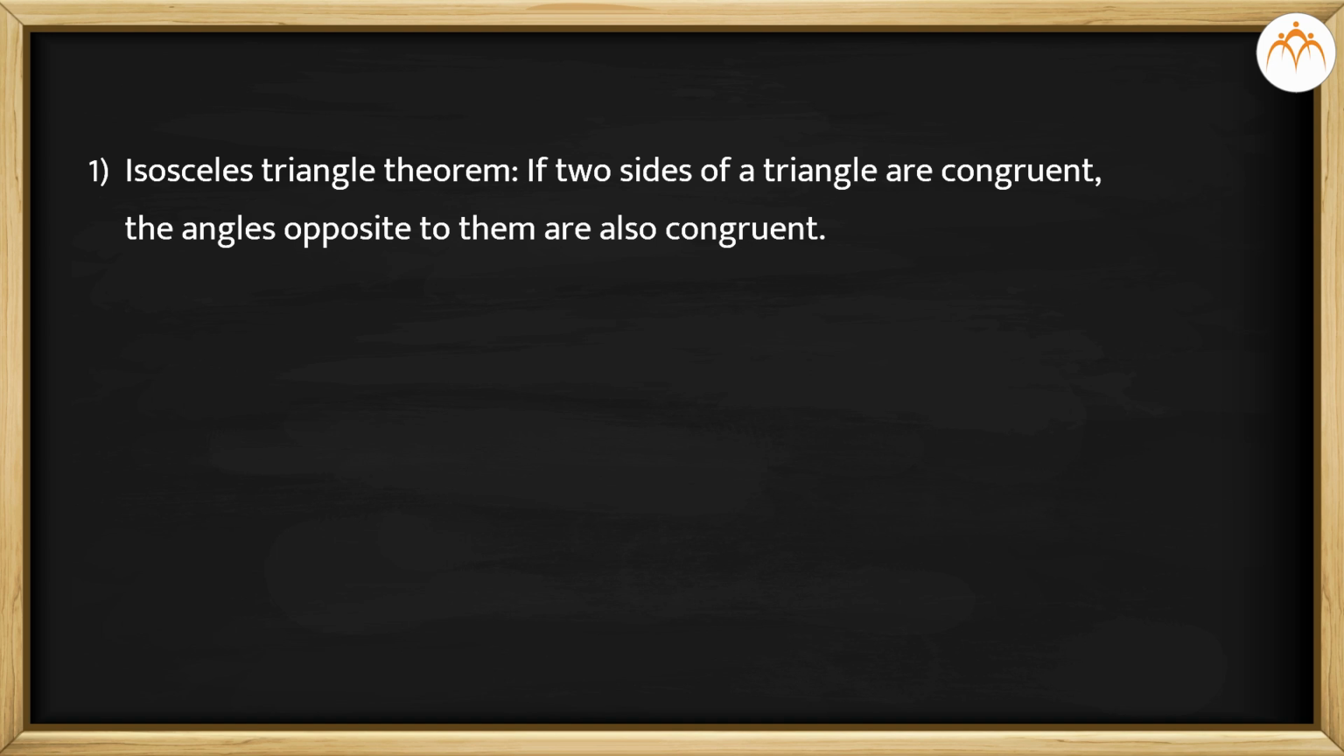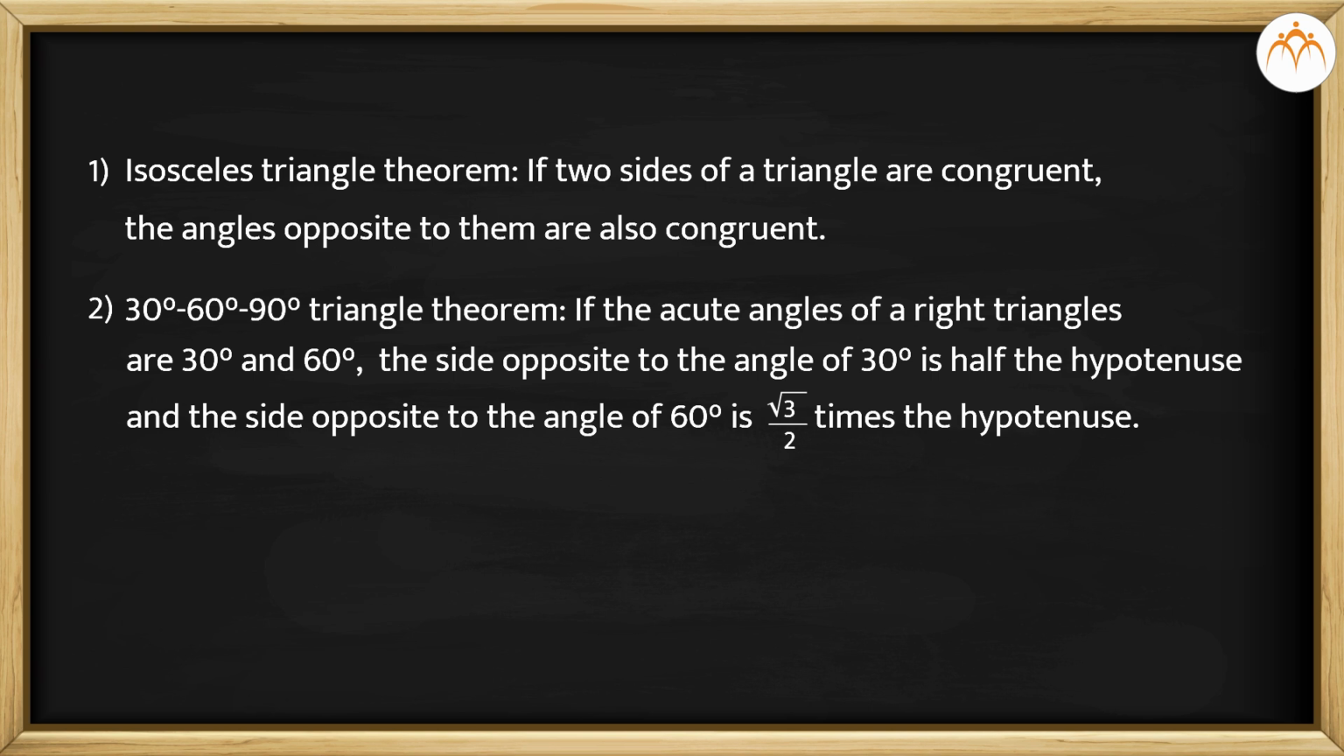What did we learn? Isosceles triangle theorem. If two sides of a triangle are congruent, the angles opposite to them are also congruent. 30, 60, 90 triangle theorem. If the acute angles of a right angled triangle are 30 degrees and 60 degrees, the side opposite to the angle of 30 degrees is half of the hypotenuse and the side opposite to the angle of 60 degrees is root 3 by 2 times the hypotenuse.